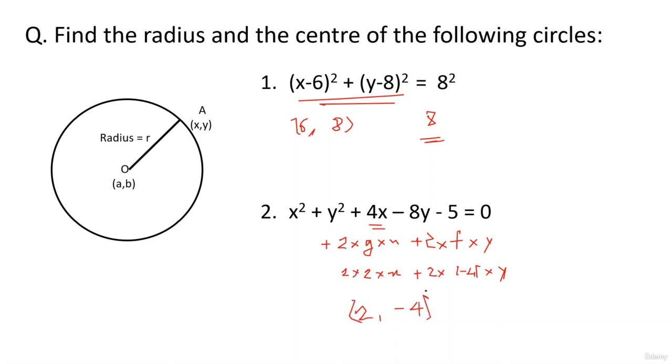What are the coordinates of the center? The coordinates of the center are minus g and minus f. So what will minus g be? Minus 2. What will minus f be? 4. So this is the coordinates of the center: minus 2, 4.